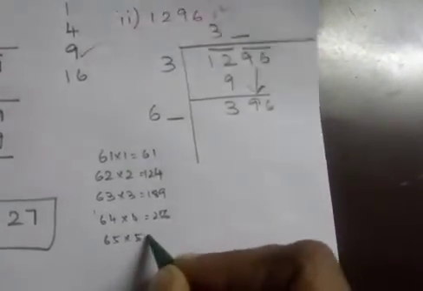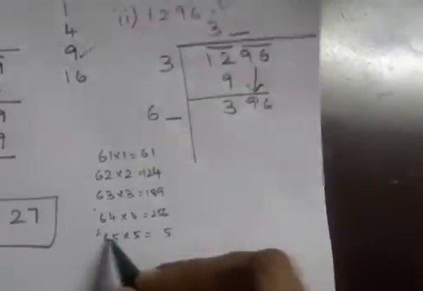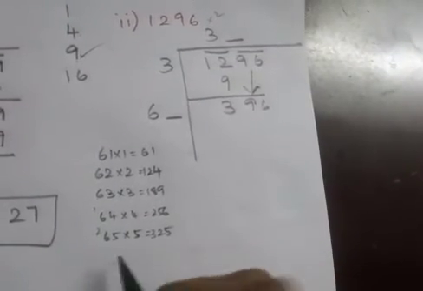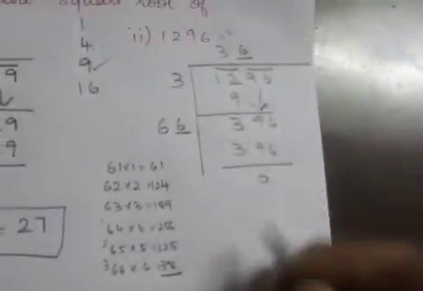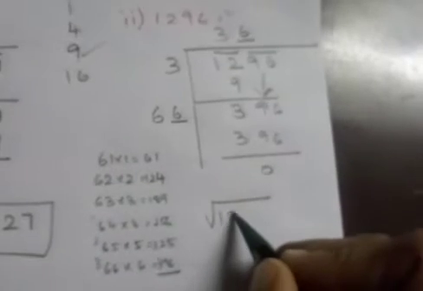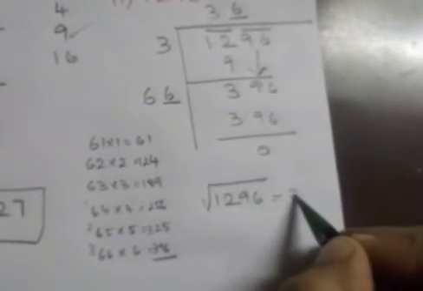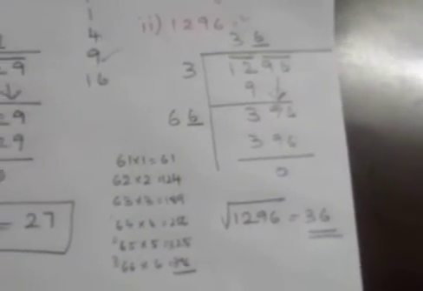65 into 5, 5 5s are 25, 6 5s are 30, 32. 66 into 6, 6 6s are 36, 6 6s are 36, 39. Yes, we got it. 66 into 6 is 396. Remainder 0. So what is the square root of 1296, children? 36. Understood? It is very easy, but you should do it very carefully.